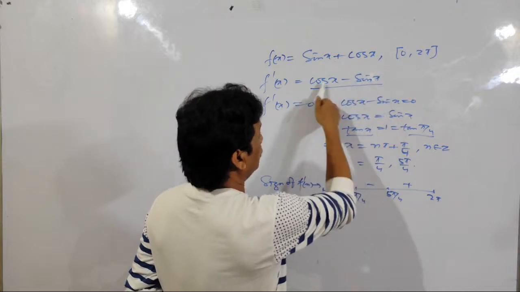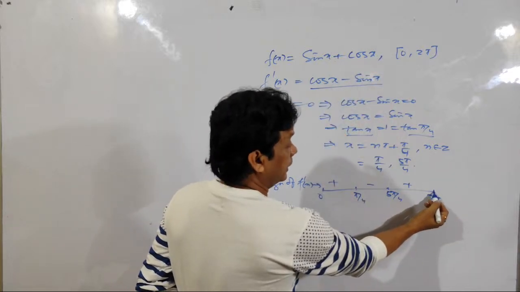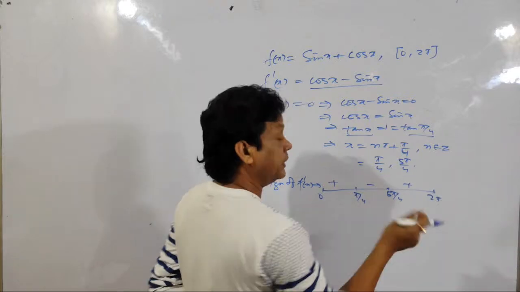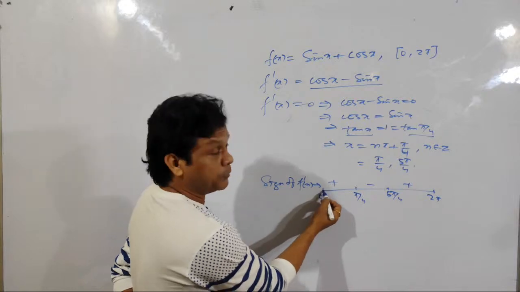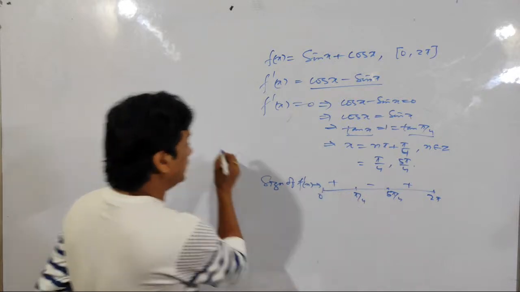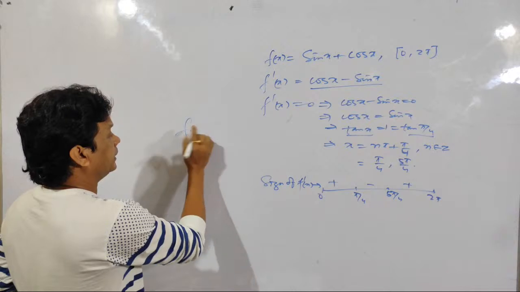Sin 2 pi is 0, cos 2 pi is 1. That means positive. At 2 pi also, x equal to 2 pi, it is also positive. That means from 0, it is positive. And it should be less than pi by 4. That means for increasing, f is increasing.